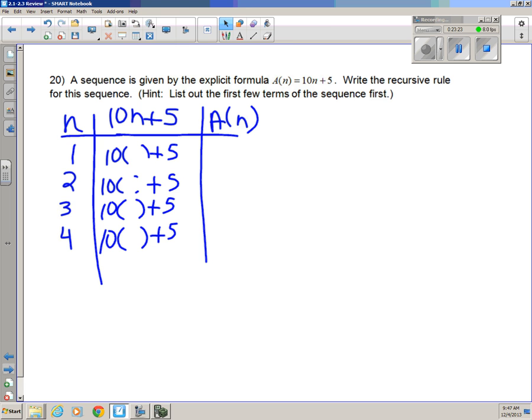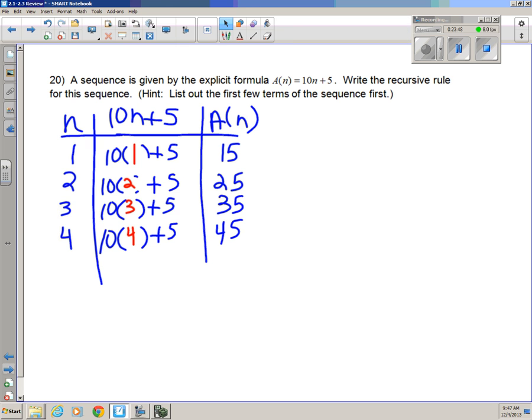But when I plug in 10 times my first value, or my first position, 10 times 1 is 10, plus 5 is 15. When I plug in 2, 10 times 2 is 20, plus 5 is 25. 10 times 3, 30, 35. 10 times 4, 40, plus 5, 45.